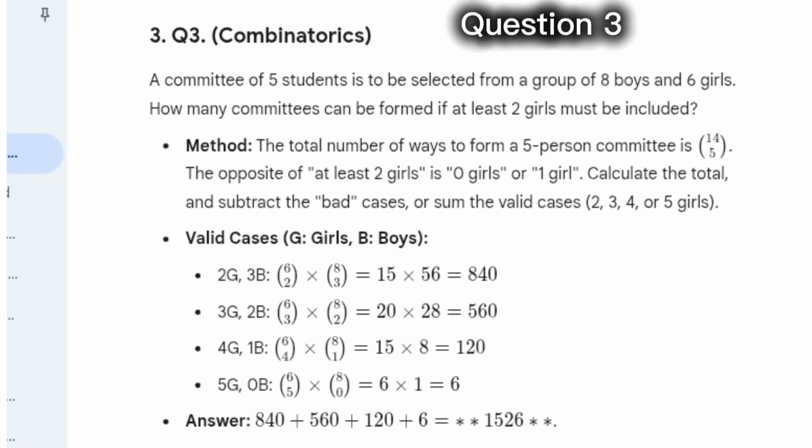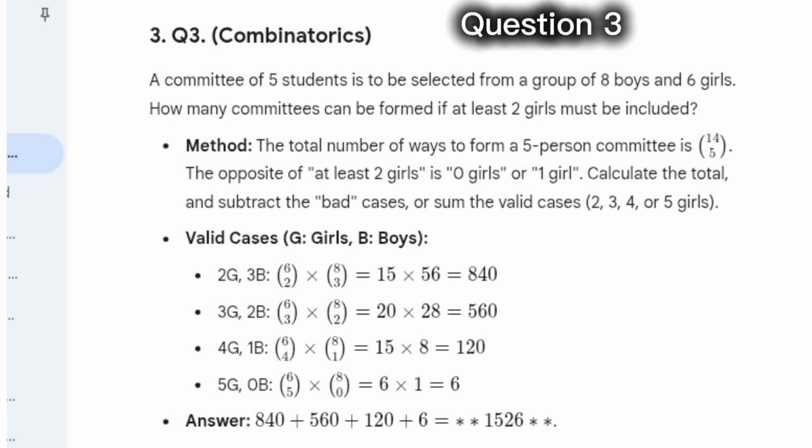Question 3. On combinatorics, we are selecting a 5-person committee from 8 boys and 6 girls, with the condition that we must include at least 2 girls. The strategy. We calculate the number of ways to form the committee for each possible case that satisfies the condition: 2 girls, 3 girls, 4 girls, or 5 girls.